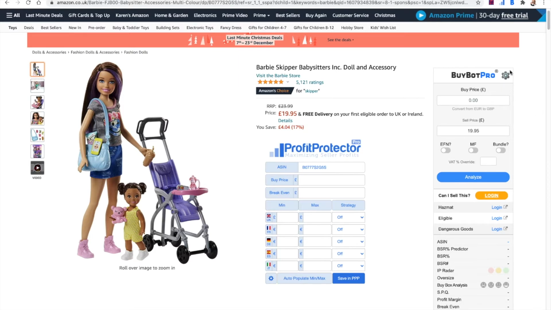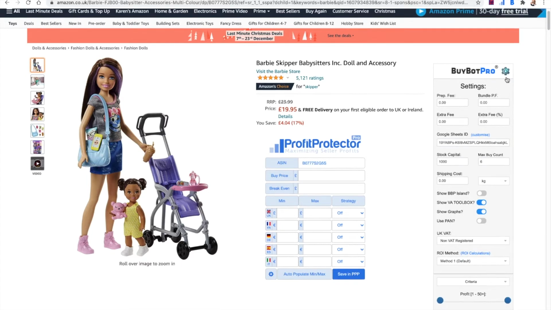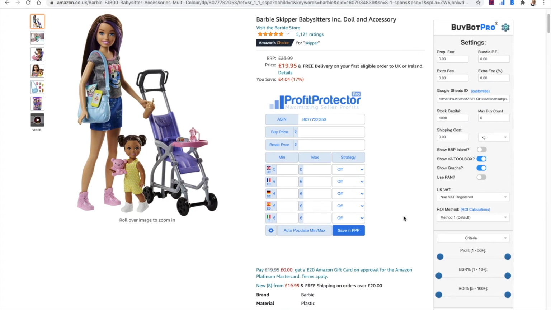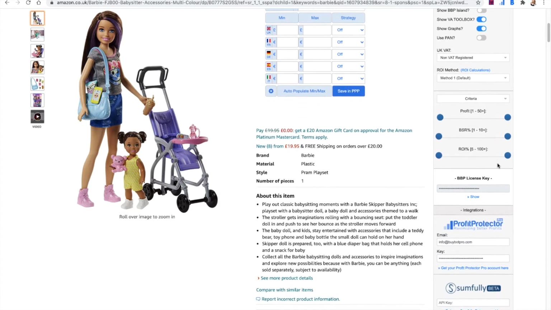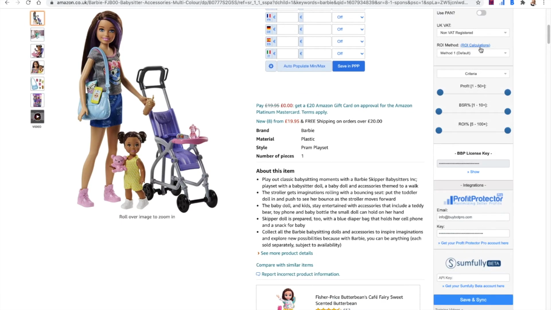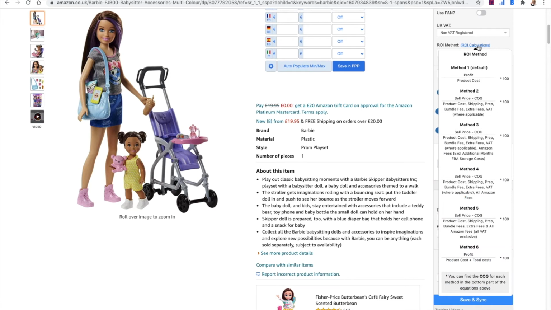So when your BuyBotPro is up on your Amazon page, if you click the wheel at the top right, you'll come down and see your ROI methods here, and you've got a drop down to choose different methods. But if you click on or hover over ROI calculations, BuyBotPro will show you all the calculations for each ROI method. So let's run through them.